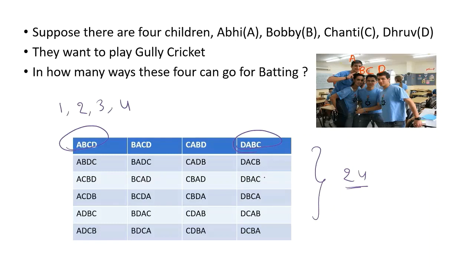So what happens if we keep on increasing the number of people? Those who are interested can look into this problem. A cricket team contains 11 people. In how many ways can these 11 people go for batting? Anyway, we can answer this question in this lecture itself. Those who are interested can give it a try now.